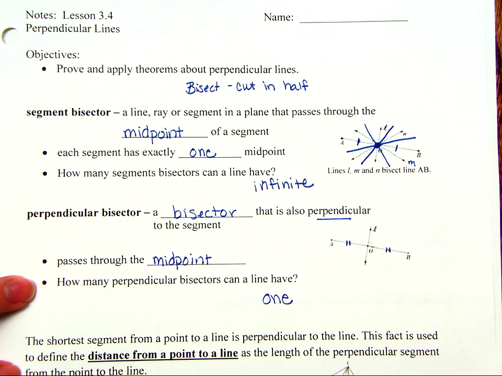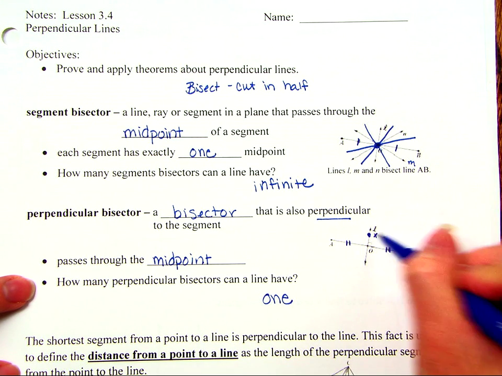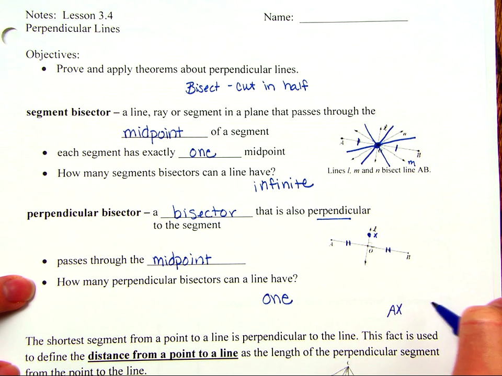And I'll also note to you that if we had a point on my perpendicular bisector, let's say my point X, that the distance from A to X would have to be the same as my distance from B to X, right? So any point on my perpendicular bisector, they say, is equidistant to the endpoints. And we're going to talk later about how we would construct a perpendicular bisector.